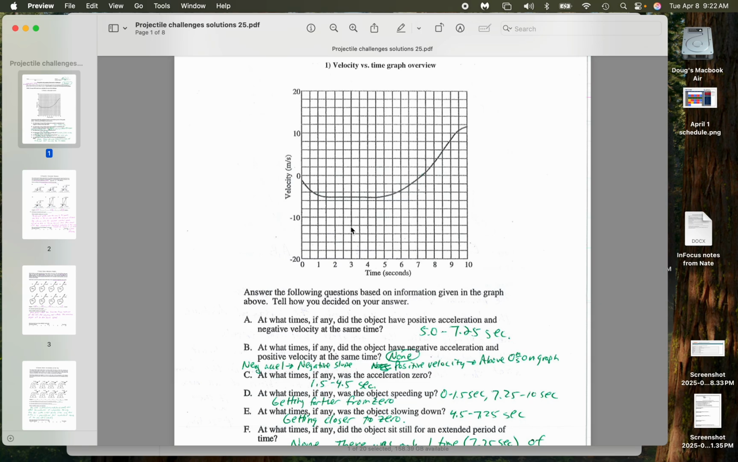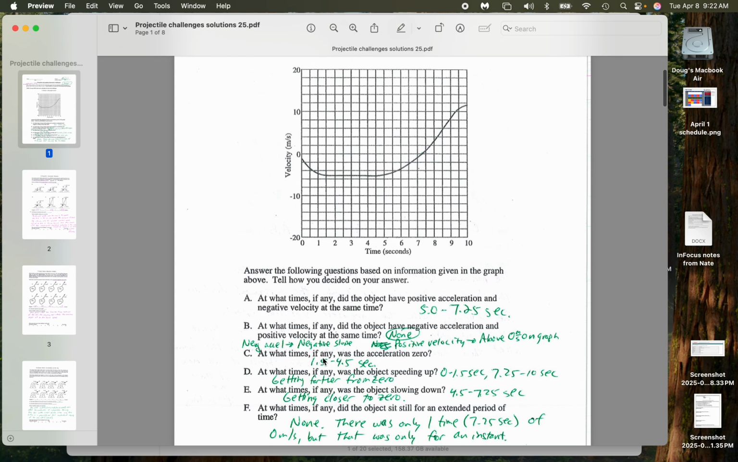What times is the object slowing down? That's going to be between about 4.5 and 7.25 seconds. So it's getting closer to 0. What times did the object sit still for an extended period of time? There weren't any. The only time the object was still was when it was changing directions here at around 7.25 seconds.